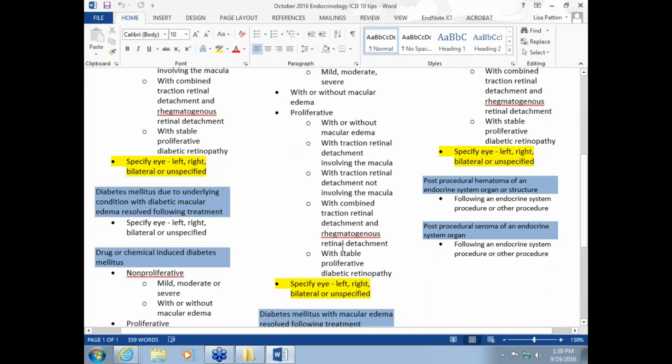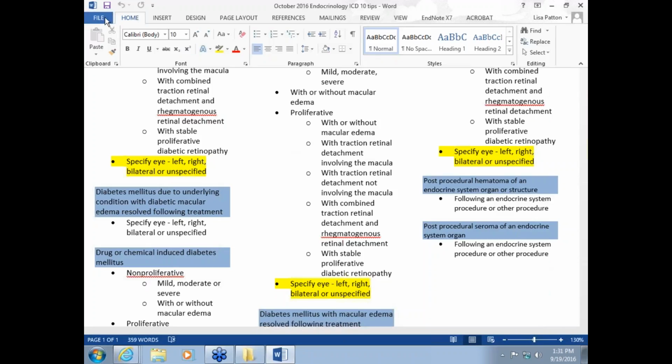Then a couple of other new things, and I think it was Deneen that mentioned, and perhaps even Lisa mentioned it too. Another area where we're seeing a lot of additions are the post-procedural types of things. So here, there's also a couple in this chapter. Post-procedural hematoma of an endocrine system organ or structure following an endocrine system procedure or other procedure. And a post-procedural seroma of an endocrine system organ following an endocrine system procedure or other procedure. So you'll see a recurring theme, like I said, in all the chapters. We're seeing a lot of those added in this time also with those post-procedurals.